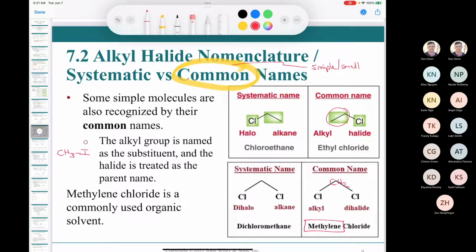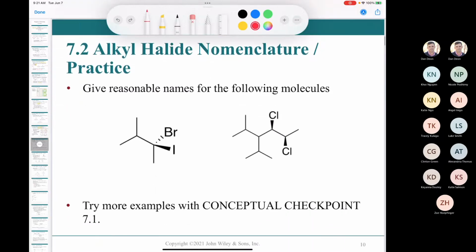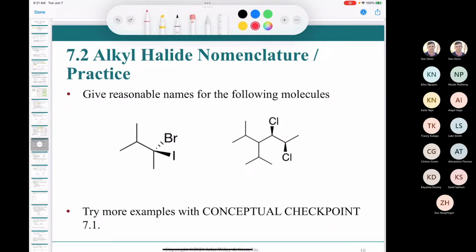Whereas the systematic name is where we name the compound as a haloalkane. So we list the halogen first. So if you have a chlorine on an ethyl, you'd call it chloroethane, right? If you have 2 chlorines on a methylene, you'd call it dichloromethane, so on and so forth. So what we want to try to do is give reasonable names for these 2 compounds. Well, the first thing I'll tell you is that we cannot give either of these common names because there's no alkyl group that you could just look at and identify immediately in either of these.